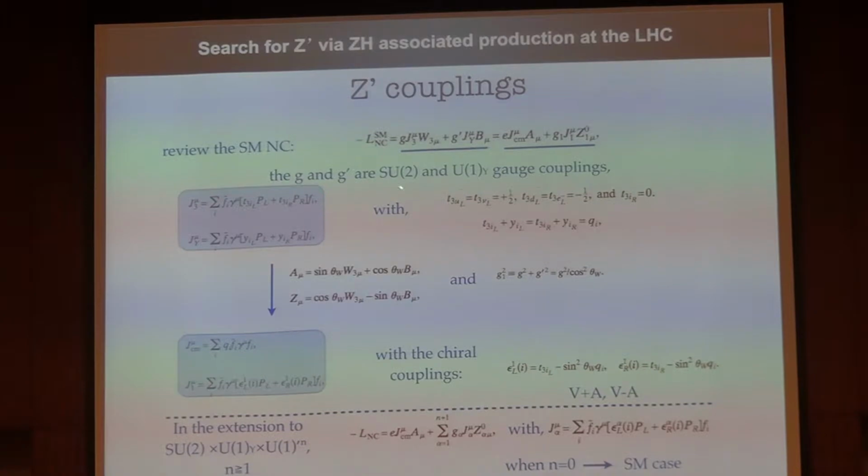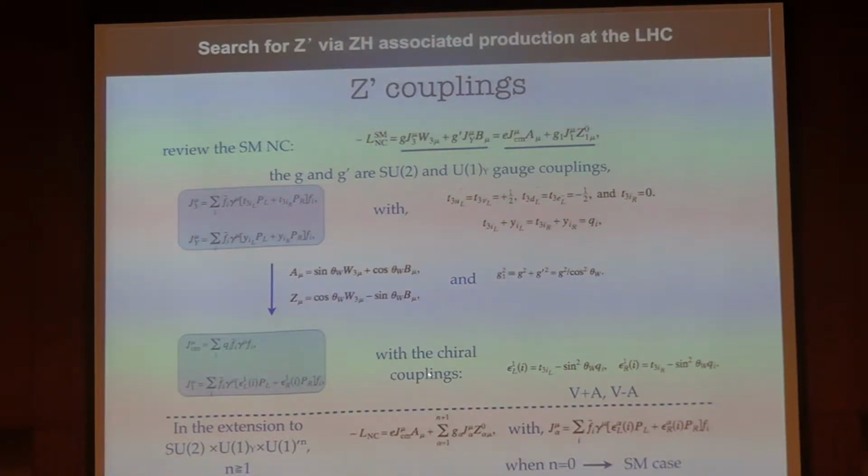First, we review the Standard Model neutral current of Z, and we can write the Standard Model neutral current Lagrangian. Here, g and g prime are the SU2 and U1 gauge couplings. With the definition of A and Z fields, we can transform the g3, g1 term into the g_EM and g_Z term. Here epsilon L and epsilon R are the chiral couplings of left-handed and right-handed fermions.